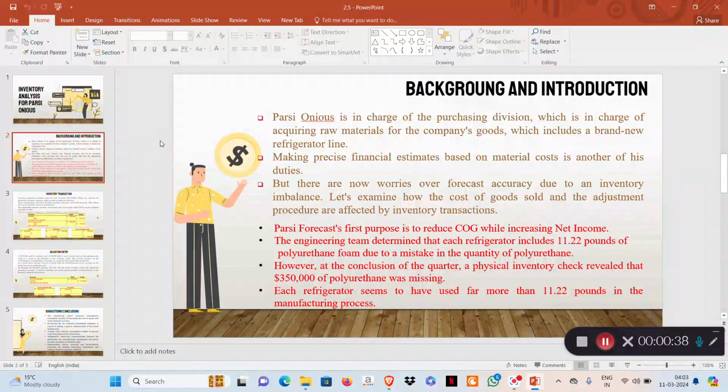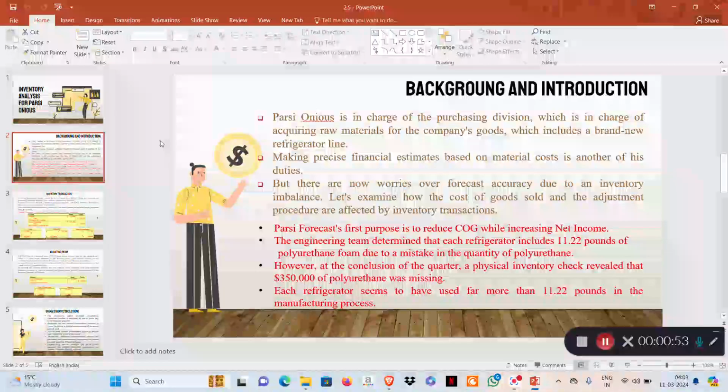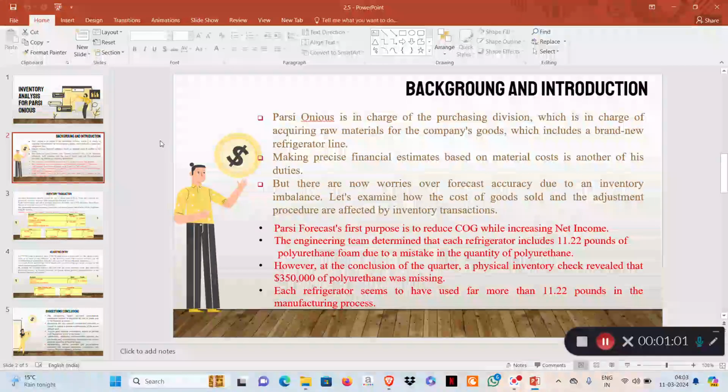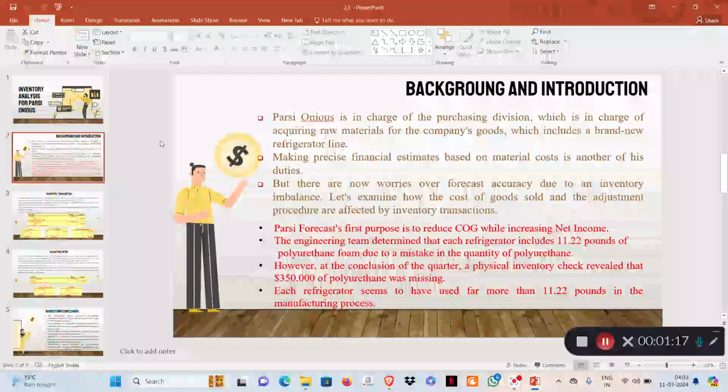Background and introduction. Parsi Onias is in charge of the purchasing division, which is in charge of acquiring raw materials for the company's goods, which includes a brand new refrigerator line. Making precise financial estimates based on material costs is another of these duties, but there are now worries over forecast accuracy due to an inventory imbalance. Let's examine how the cost of goods sold and the adjustment procedure are affected by inventory transactions. The RP forecast's first purpose is to reduce COGS while increasing net income.